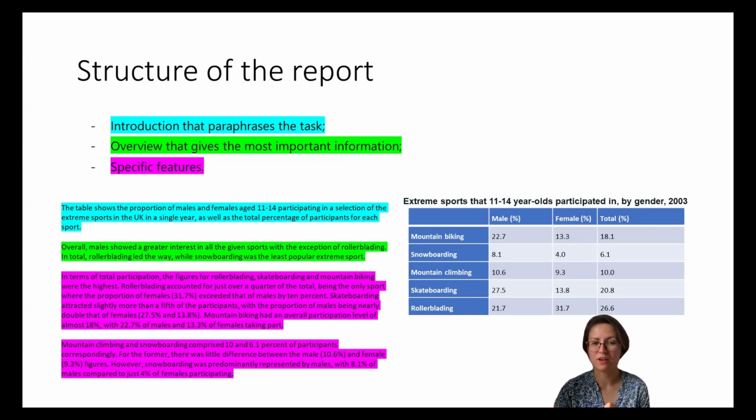Then you have the overview that gives the most important information. And then you have a couple of paragraphs about specific features. You can now see my sample answer that we'll be looking at with these 3 ingredients color-coded. Now let's move on to structures and vocabulary patterns necessary for describing static tables.